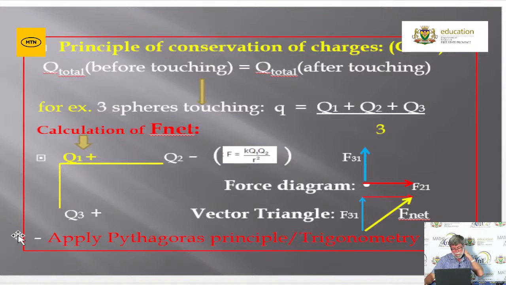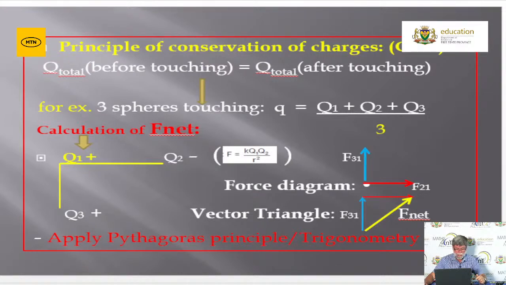Then you can be asked to calculate F net. Now there are two scenarios. The first scenario I'm going to look at is a scenario where the three charges are at right angles. Q1, Q2 and Q3. Now you must use Coulomb's law to calculate the force of Q1 on Q2 and then of Q3 on Q1.